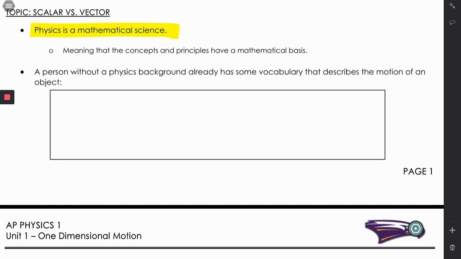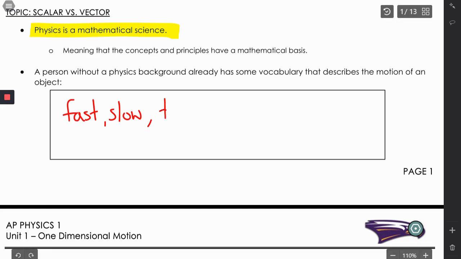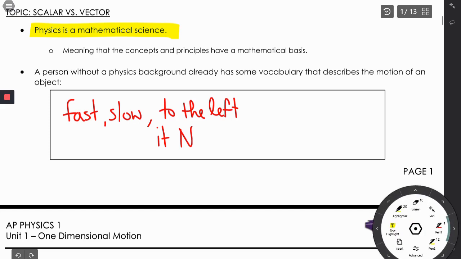Something to remember is that a person without a physics background already has some vocabulary that describes the motion of an object. Anytime you use a word like fast or slow, you're describing the speed of the object. You can talk about its direction, like it traveled to the left, it went north, or we're traveling north. You could talk about these compass directions: north, south, east, west. You've used those terms before.